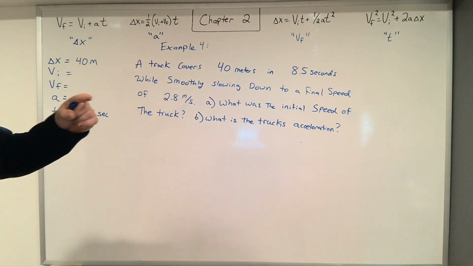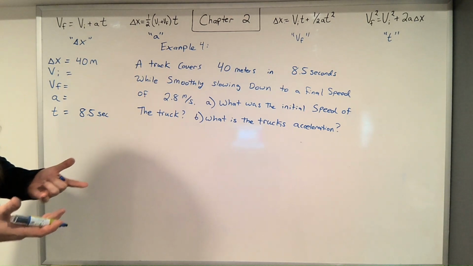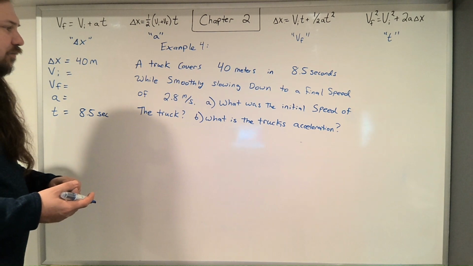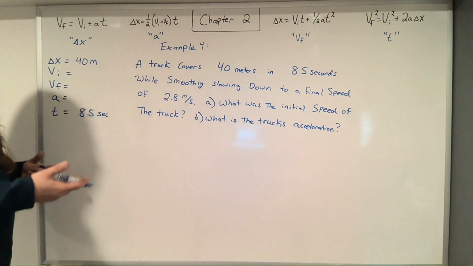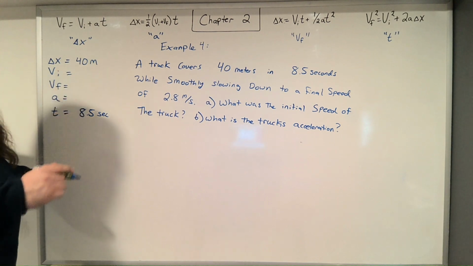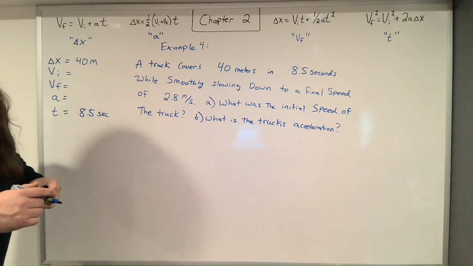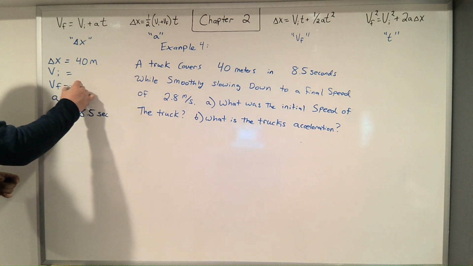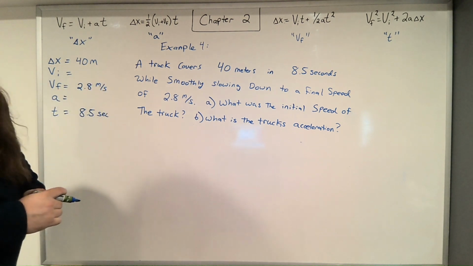While smoothly slowing down, that means it's our acceleration, but it didn't give us a number, so we can't put anything down for that. We know it was slowing down, but we can't put a number. And that's the reason why it asks for it in part B. Of course it's not going to give it to you; it's going to ask you for that. So we know it's slowing down, and it slows down to a final speed of 2.8. Final speed, that's the final velocity, 2.8 meters per second.